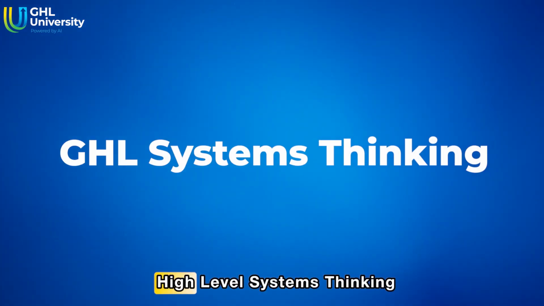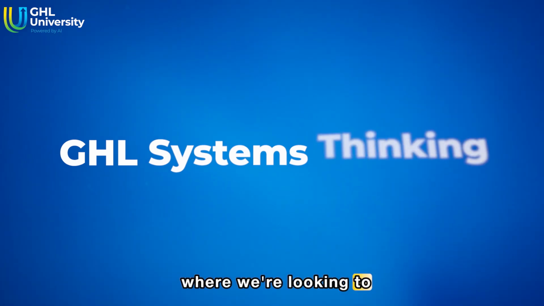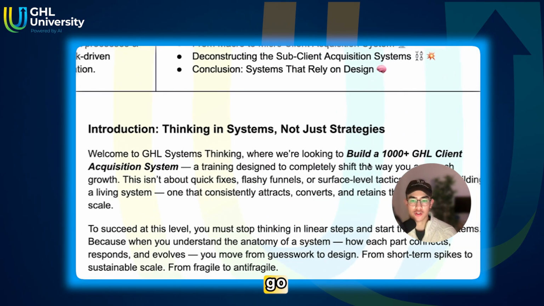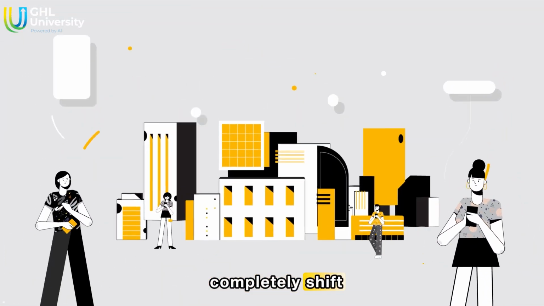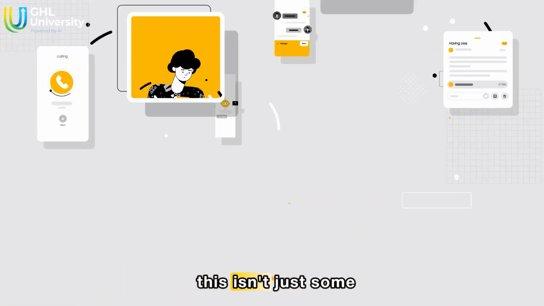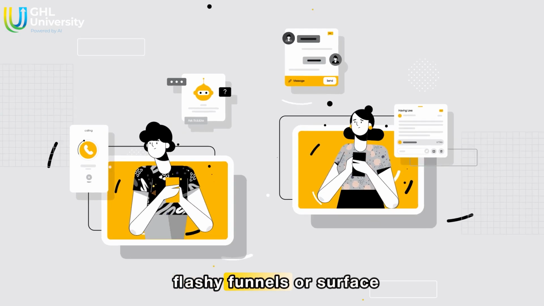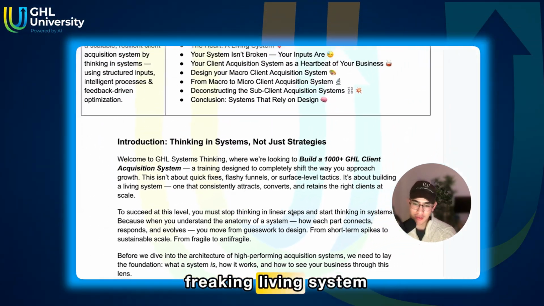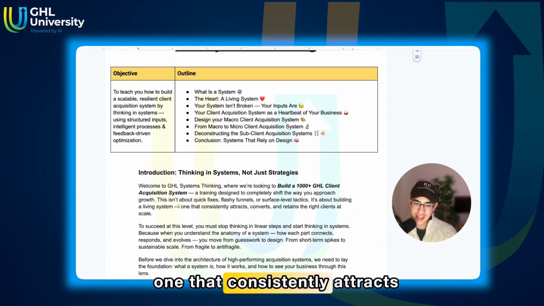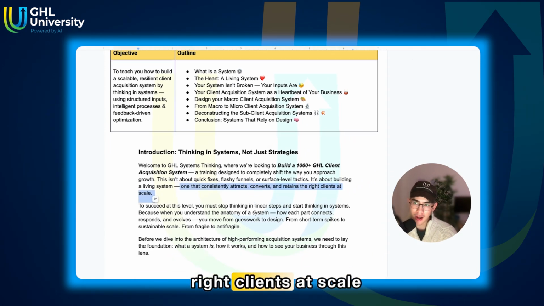Welcome to the Go High Level Systems Thinking, where we're looking to build a 1,000+ Go High Level client acquisition system, a training designed to completely shift the way you approach growth. This isn't just some quick fix, flashy funnels, or surface level tactics. It's about building a freaking living system, one that consistently attracts, converts, and retains the right clients at scale.